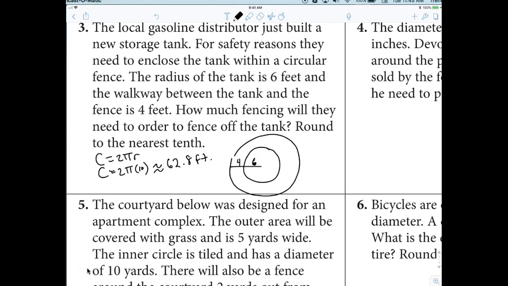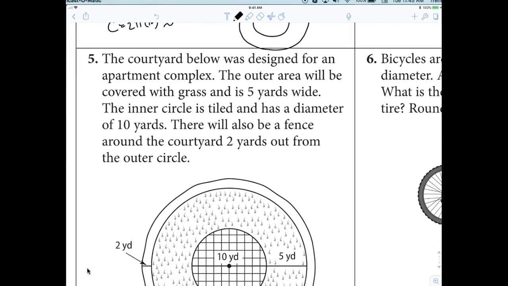You all right with that? Somebody else want me to do one of those problems? Nothing? Good for you. Number 5. Here we go.